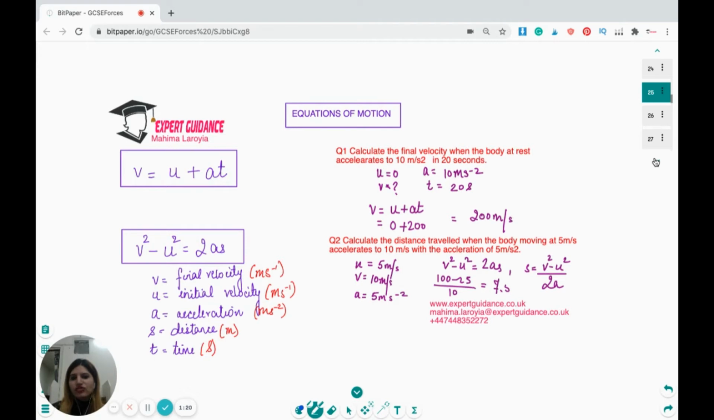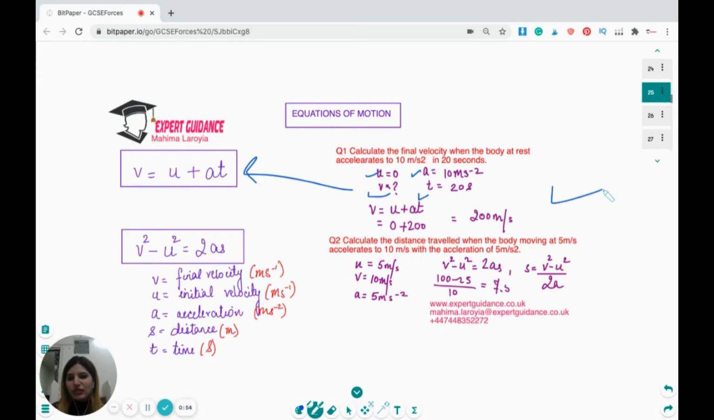Now, for the first question, we have to work out the final velocity, and the body starts from rest, so u becomes 0, acceleration is 10, t is 20. That means we can use the first equation, v equals u plus at. So final velocity would be initial velocity, which is 0, plus a times t, which is 200. So the final velocity is 200 meters per second.